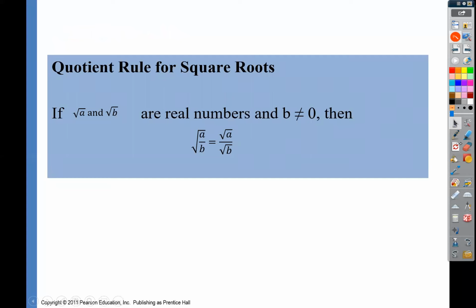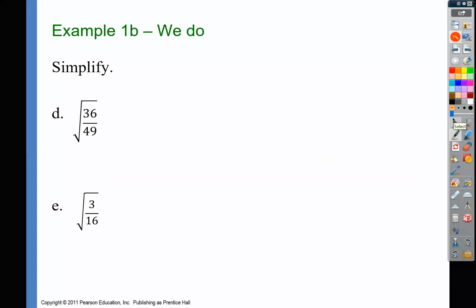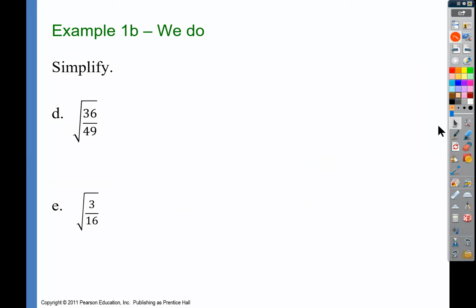So the same thing for quotient. If I'm dividing the square root of A over B, I can break that up into the square root of A over the square root of B. So here's some problems. The square root of 36 over the square root of 49. You do one of them at a time, so you get 6 over 7. The square root of 3 over the square root of 16, I can't simplify the square root of 3, but I can break it up, and then the square root of 16 is 4.